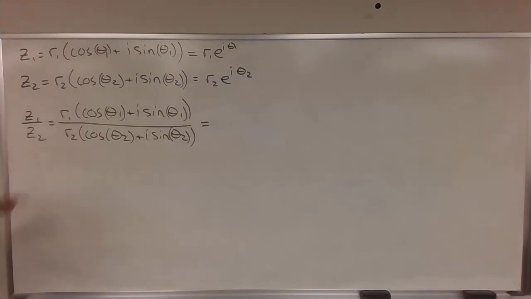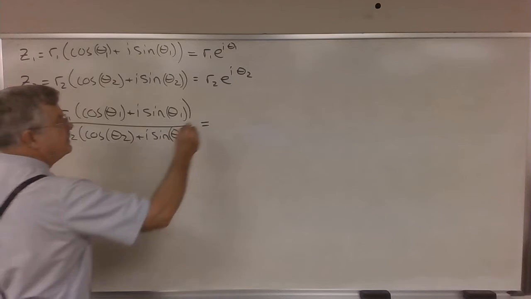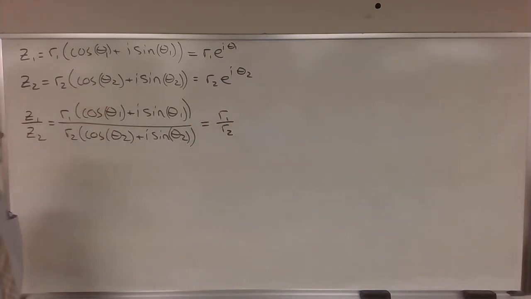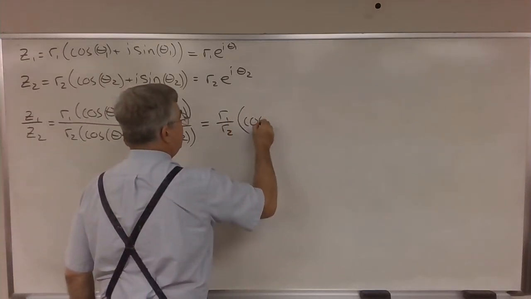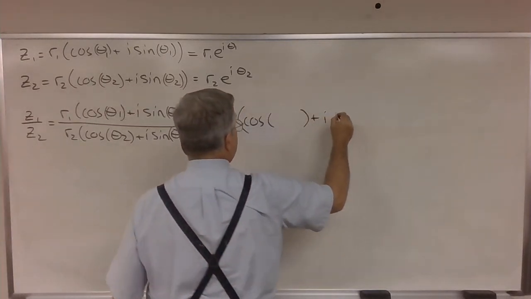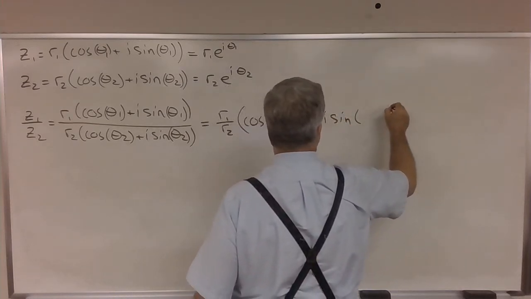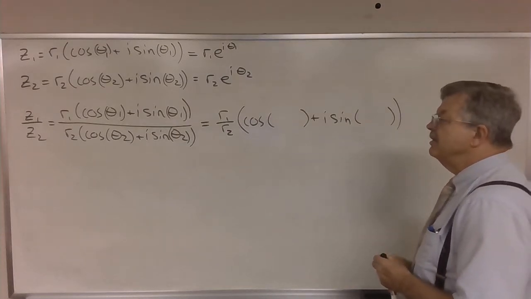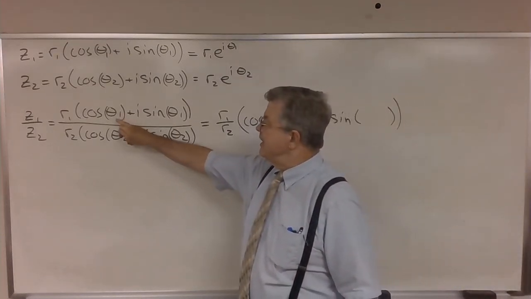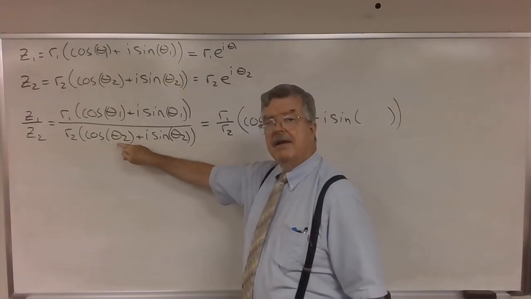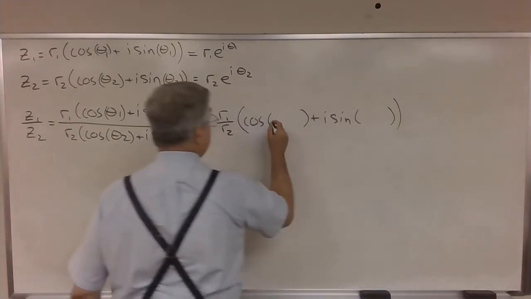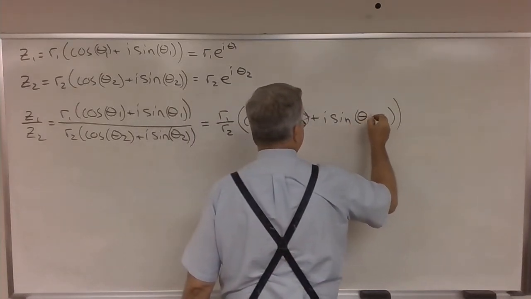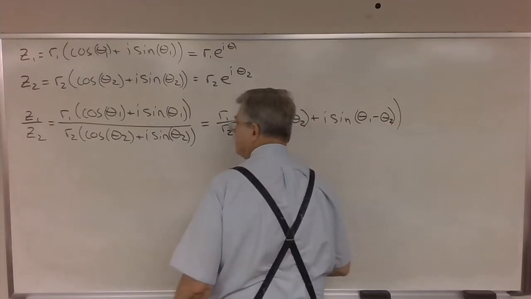So let's see, we're supposed to get R1 over R2, the quotient of the moduli, and we're supposed to get cosine of an angle plus I times sine of an angle. And what is the angle in both cases? Isn't it the angle of the numerator minus the angle of the denominator? So theta sub 1 minus theta sub 2.